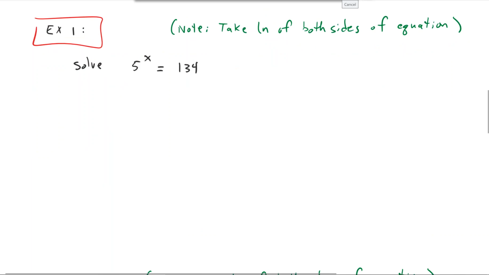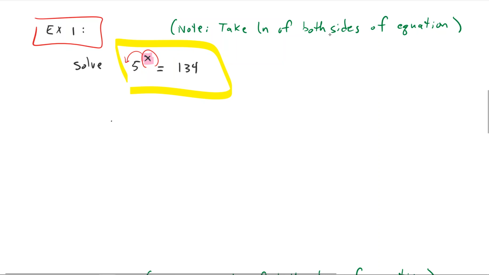So here's our first example. The problem we're trying to solve is 5 raised to the x equals 134. The x currently is in the exponent, and we can't do anything with it. We can't solve for it as it is. We've got to get it out of the exponent. A great way to get our variables out of the exponent is to use a log. If we take the log of both sides of the equation, then that exponent comes out front, and we can easily solve for the variable x. So that's what we're going to do.